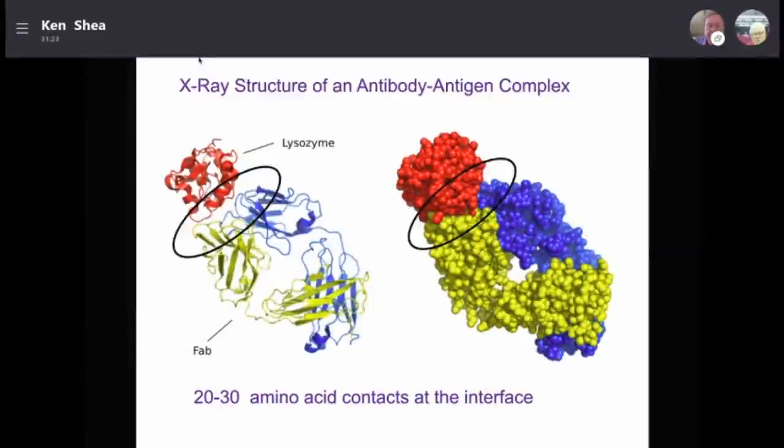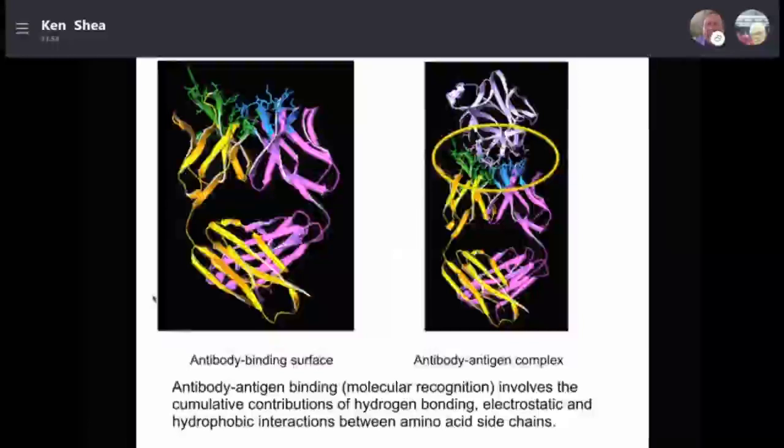And so here again, a few examples of an X-ray structure of an antibody antigen. The antigen is what the antibody binds to. In this particular case, the antigen is lysozyme, a protein, and in the yellow and blue colored regions, that's the antibody. And at that interface, there are perhaps 20 to 30 amino acid side chain contacts and these are complementary. And in a little bit more detail, here's a similar X-ray crystal structure.